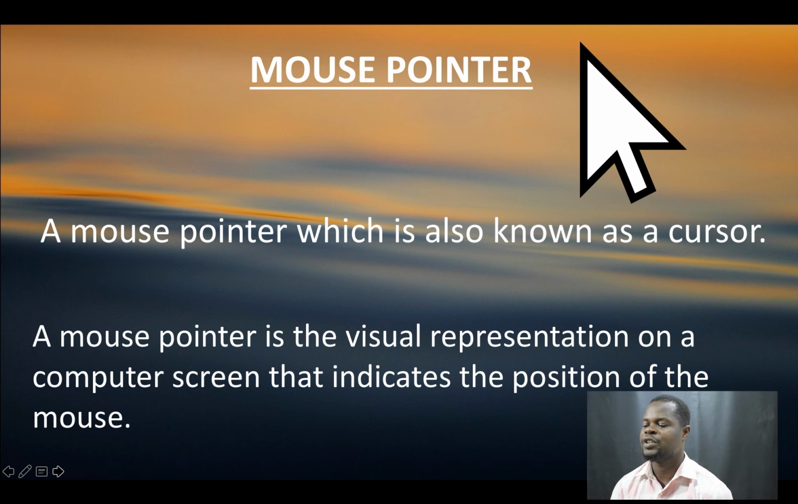A mouse pointer is a visual representation on a computer screen that indicates the position of the mouse. This mouse pointer is the one that is going to help us to know where exactly we are moving the mouse or what exactly we want to use the mouse for. So this mouse pointer is the same as the mouse cursor. This is what we are going to use to point or click on anything on our computer desktop.